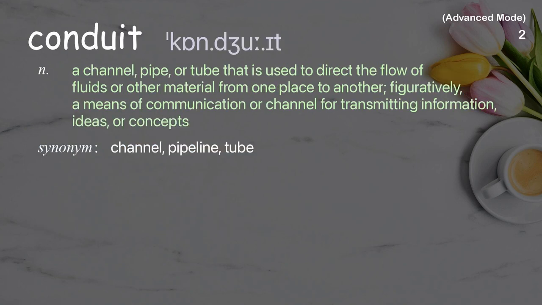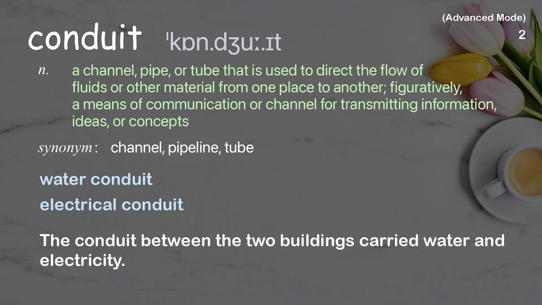Conduit. A channel, pipe, or tube that is used to direct the flow of fluids or other material from one place to another; figuratively, a means of communication or channel for transmitting information, ideas, or concepts. Examples: Water conduit. Electrical conduit. The conduit between the two buildings carried water and electricity.